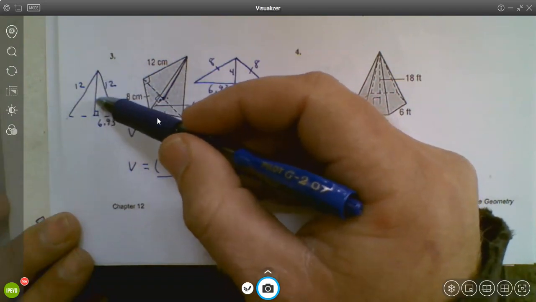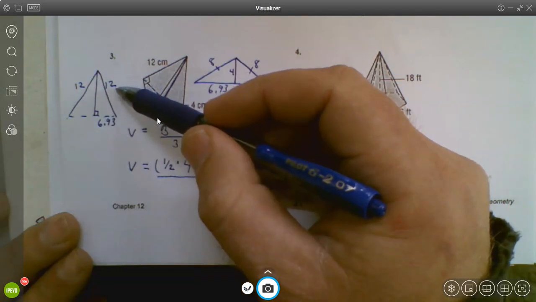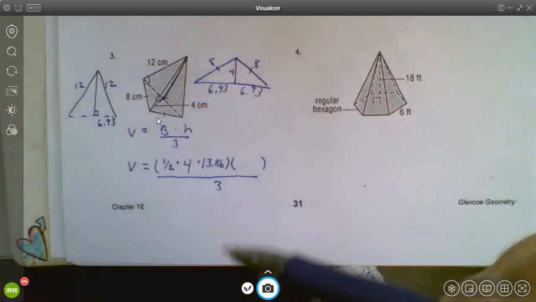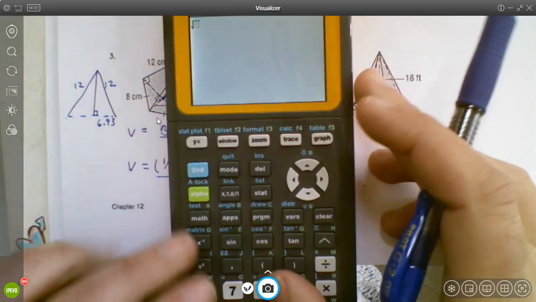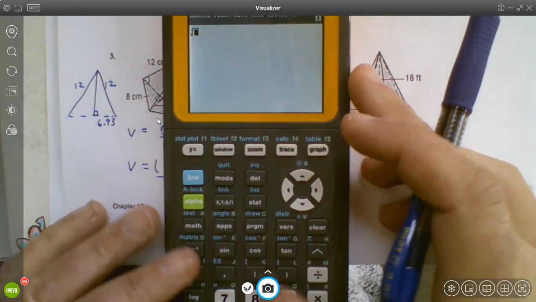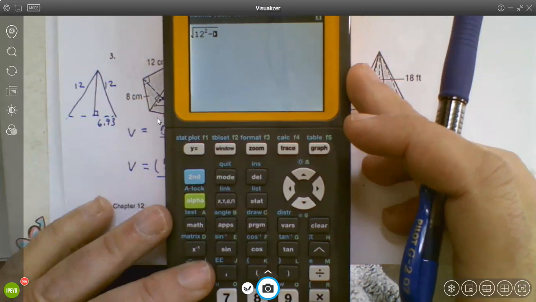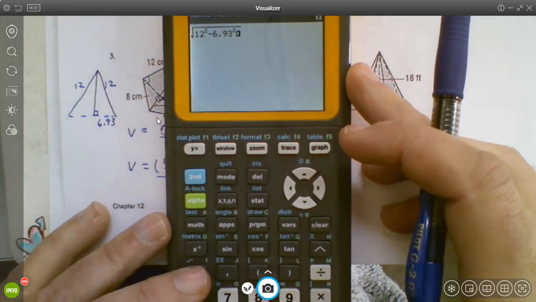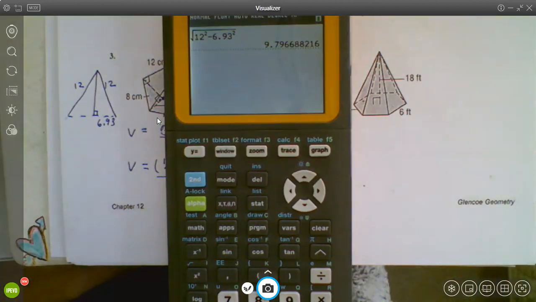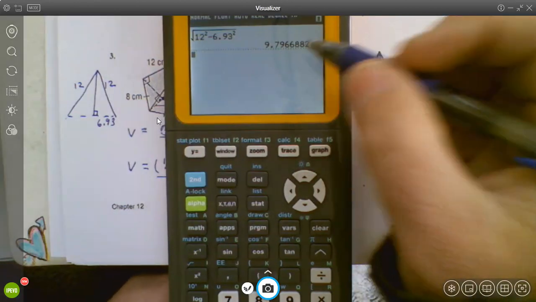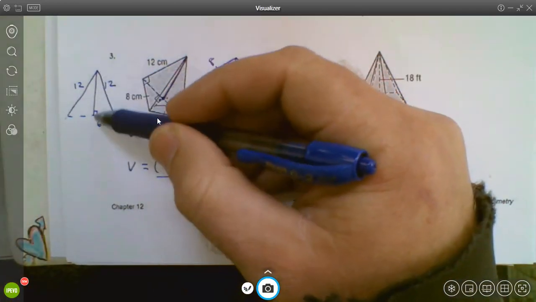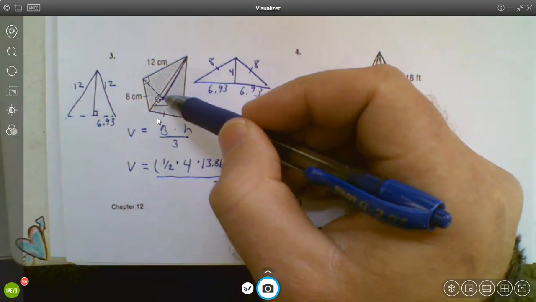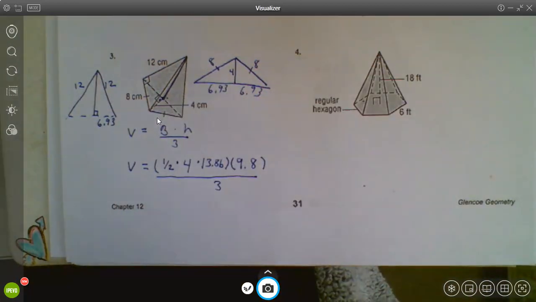Okay, so I'm going to do a squared plus b squared equals c squared in order to get this. Let me jump you to that calculation. So I'm looking at 12 squared minus 6.93 squared. A little Pythagorean theorem, and we got our vertical height, 9.7. I guess we should call that 9.8, since these all round up. All right, so that was this, which was this, which is our vertical height of that pyramid. That was a tricky one. That's about as hard as they get.